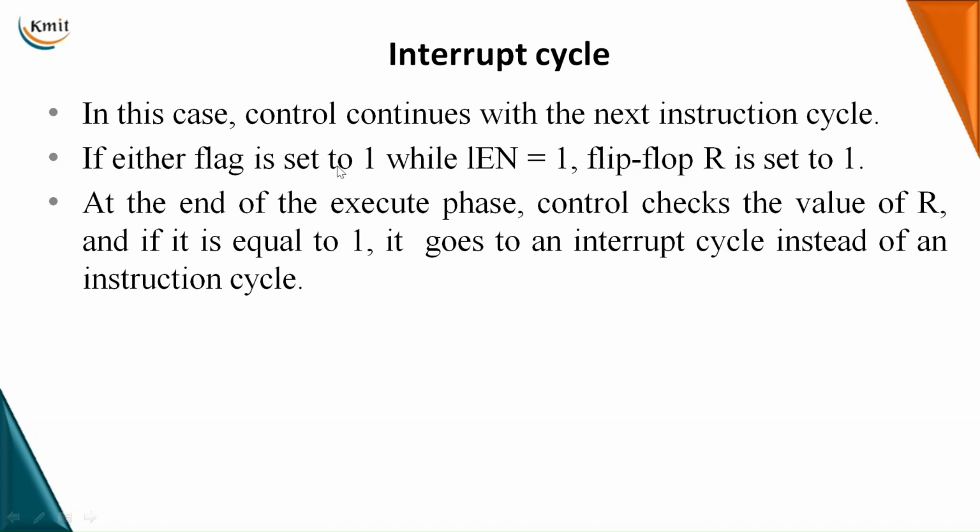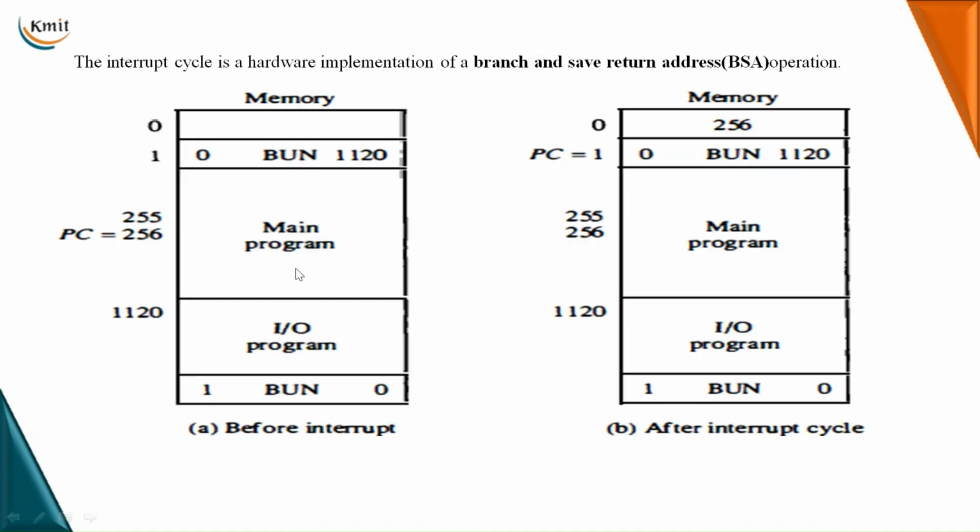The same flowchart is explained here. At the end of the execution phase of the current instruction, the control checks the value of R. If R is set to 1, it goes to an interrupt cycle instead of the instruction cycle. Rather than executing the next instruction, it handles the interrupt by going to an interrupt cycle. This interrupt cycle can be explained with the help of the branch and save address operation.